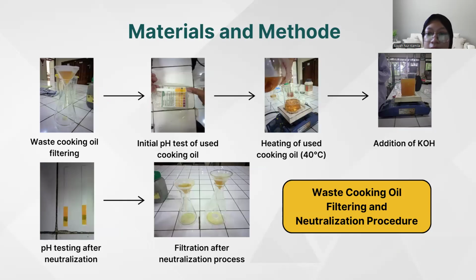This is the waste cooking oil filtering and neutralization procedure. Filter the waste cooking oil to remove solid impurities, measure the initial pH of the oil, heat the waste cooking oil to 40 degrees Celsius, add the potassium hydroxide solution for neutralization, perform a pH test after the neutralization process, and filter the oil to remove residues after neutralization.